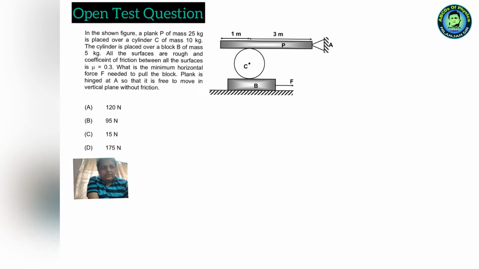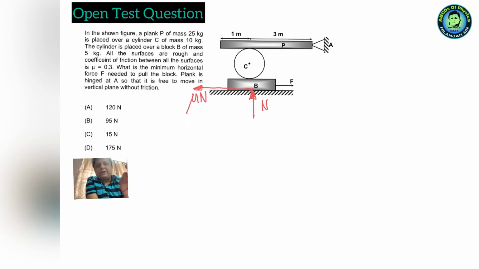Now, if you have to just move this block, that means at this surface limiting friction will be acting. That means if the normal reaction here is N, then mu times N will be acting in this direction. The limiting friction will surely be acting, where N is the normal reaction on the block B.